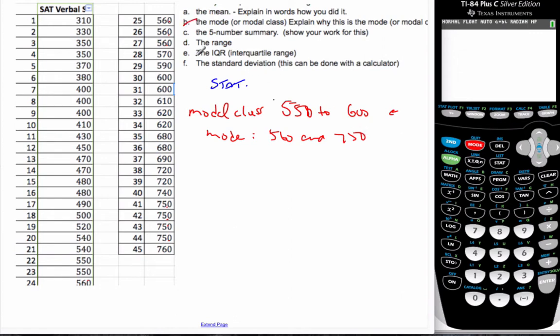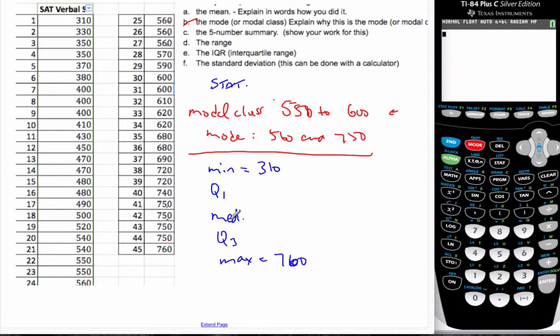Okay, that's the mode. The 5-number summary, the range, the IQR. Well, let's do the 5-number summary. The 5-number summary deals with the minimum, quartile 1, the median, quartile 3, and the maximum. Well, the minimum and the maximum are easy: 310 to 760.